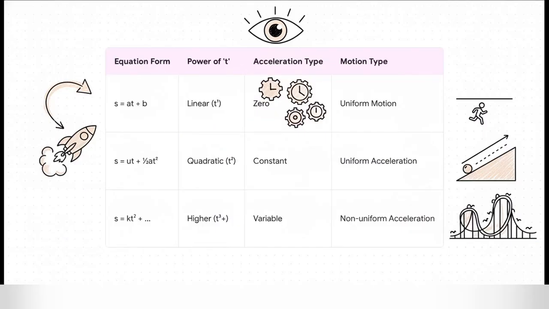Think of this table as your new best friend. Seriously, it's the ultimate cheat sheet. Look, on the left, you've got the type of equation. In the middle, you have the most important part, the highest power of t. And on the right, it tells you what that means. So a linear t, boom, zero acceleration, uniform motion. A t squared, bam, constant acceleration. A t cubed or higher, you got it, variable acceleration. It really is that straightforward.